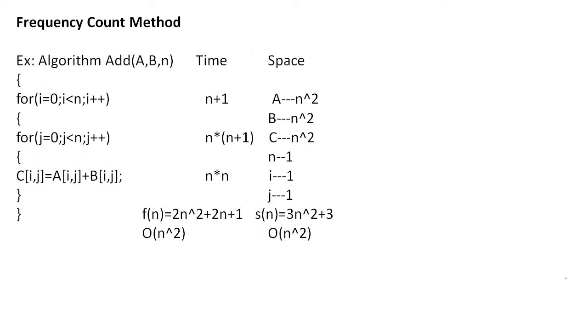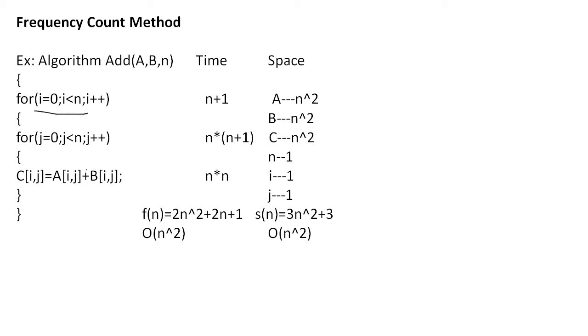So one more example here for the frequency count method. Here we are using three matrices, doing the addition of two matrices and storing the result in the third matrix. To find out the time complexity and space complexity, once again we can calculate for this. So this is the algorithm. A and B are two matrices of size n, and C is the result matrix.